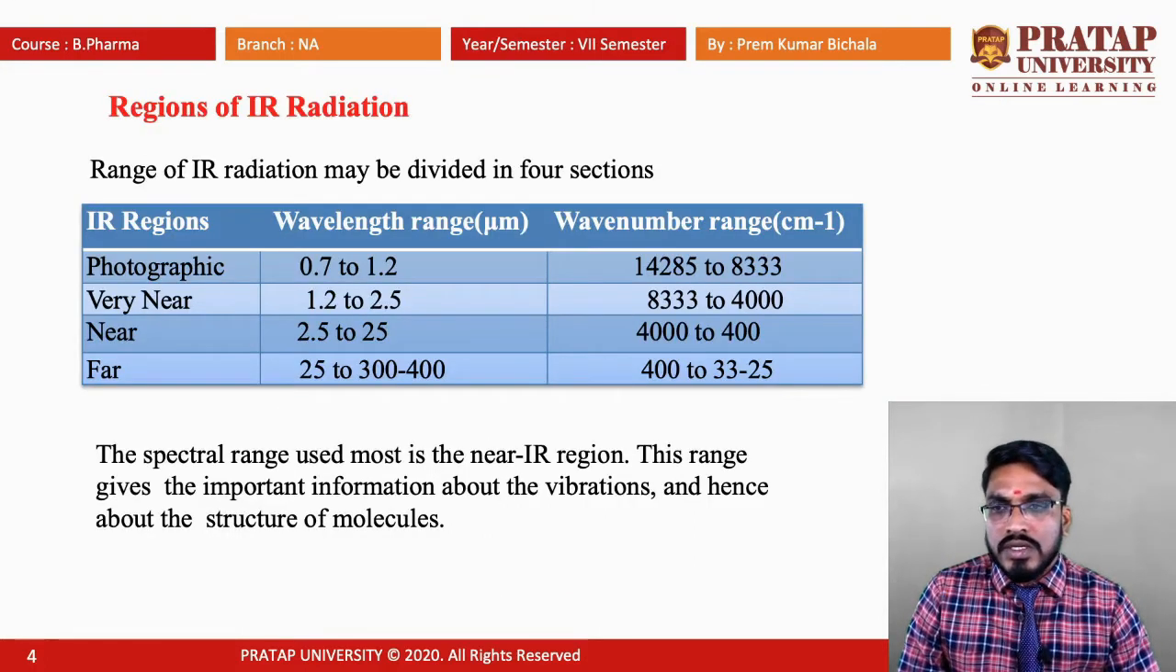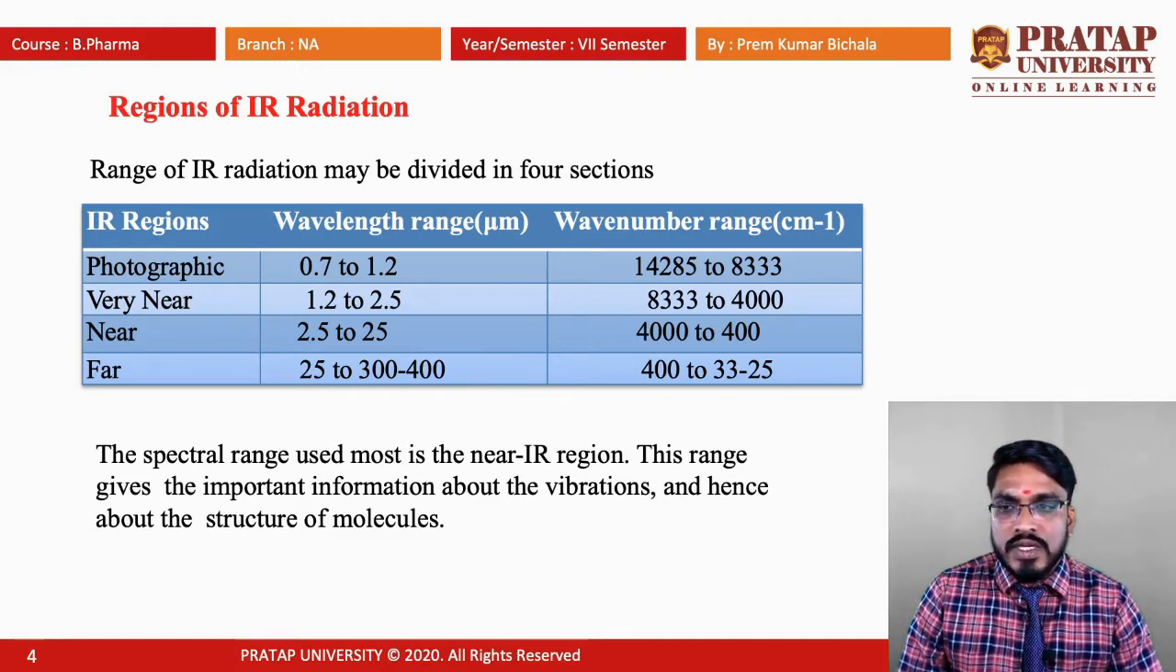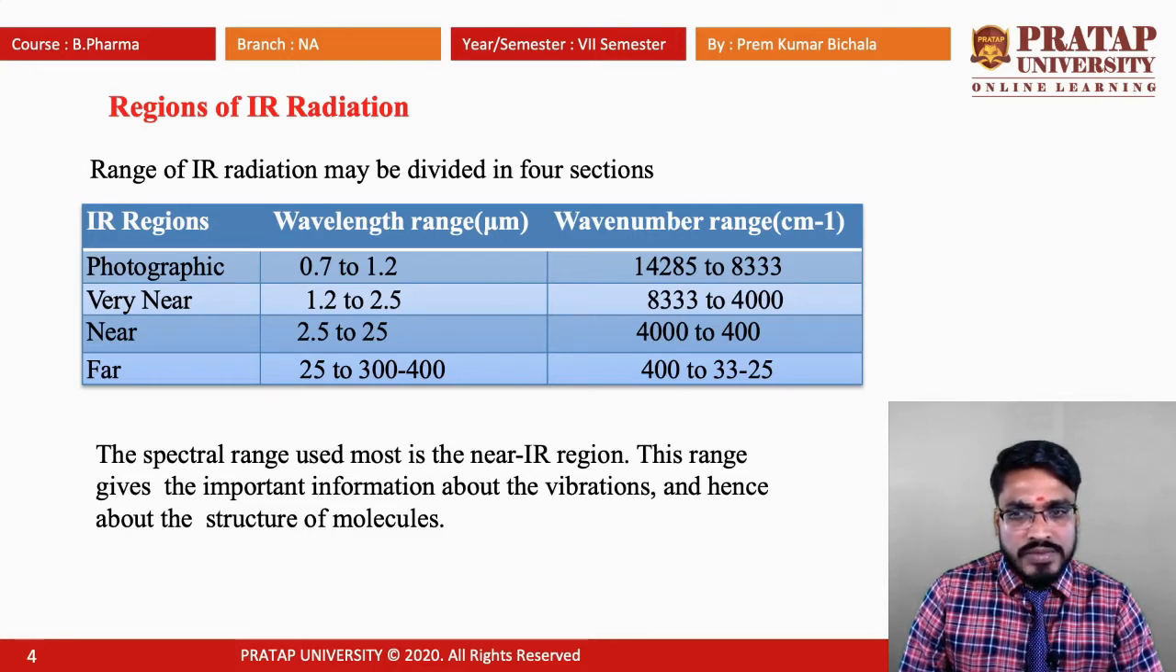Here are the regions of IR radiation as given. The range of IR radiation may be divided into four sections, like photographic, near, very near, and far. These are the wavelength ranges, and also these are the wave number ranges.